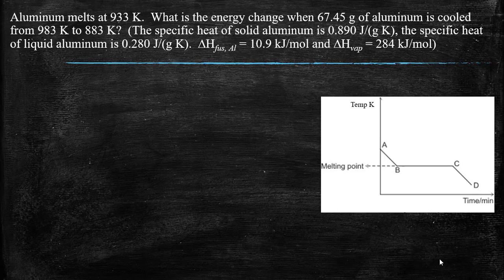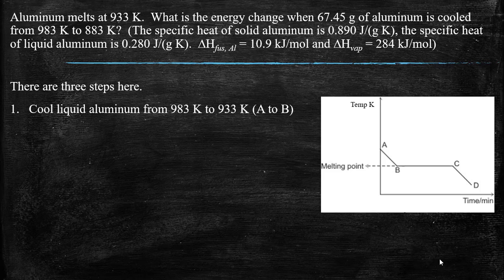Draw out the cooling curve to see what is happening, and when you do that, you see that there are 3 steps here. The first step, A to B, you're cooling the liquid aluminum from 983 Kelvin to 933 Kelvin, where it begins to solidify. There is a temperature change here, so you can use delta H equals M times C times delta T, and the units will be in joules.